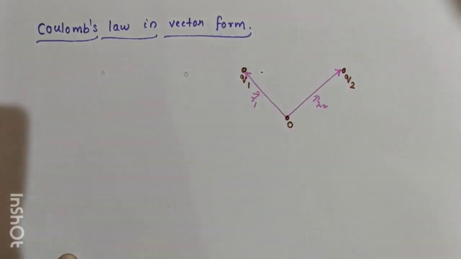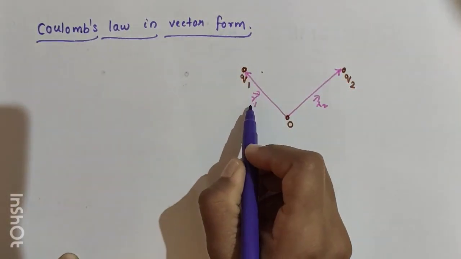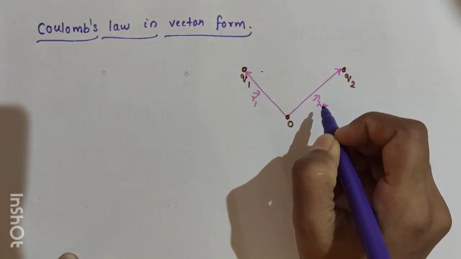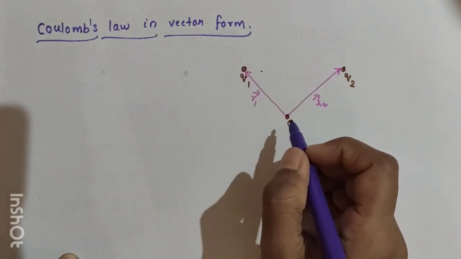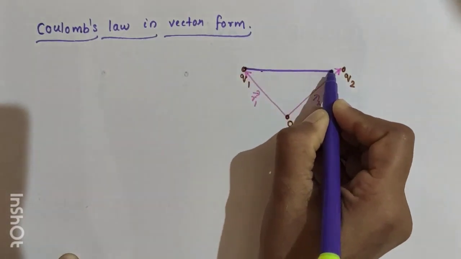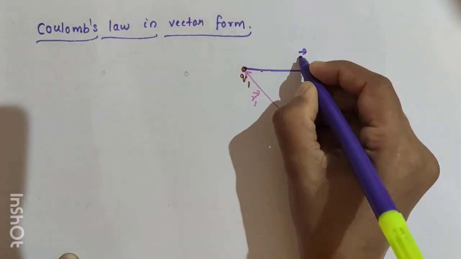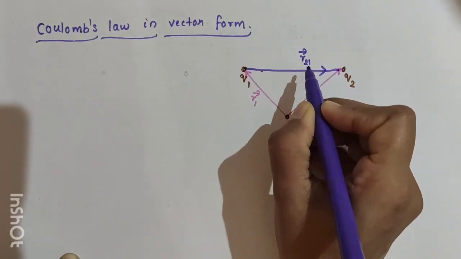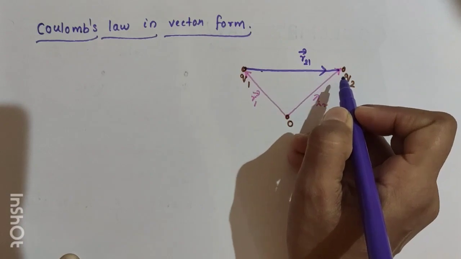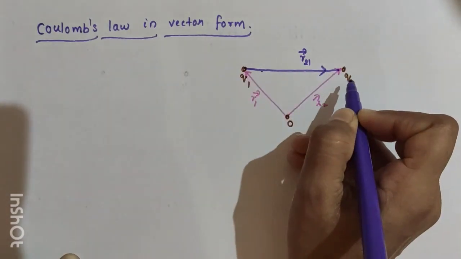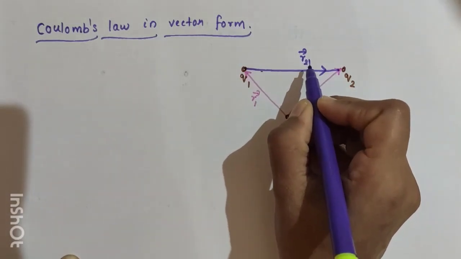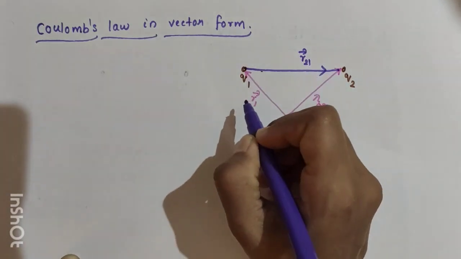Here, I have considered the same two point charges Q1 and Q2. Let O be some origin. The position vector of Q1 is taken as vector R1, and the position vector of Q2 is vector R2. Now I am taking the vector directed from Q1 to Q2 as vector R21. That is, vector R21 is the vector leading to Q2 from Q1.